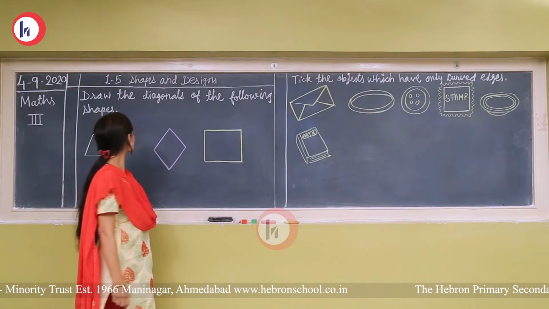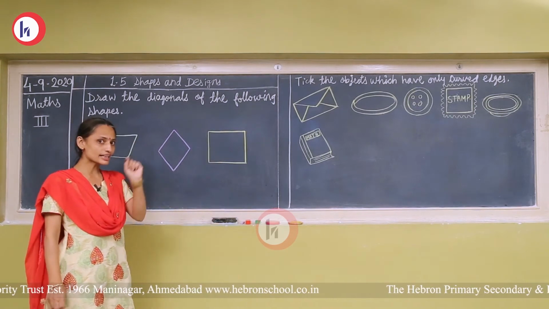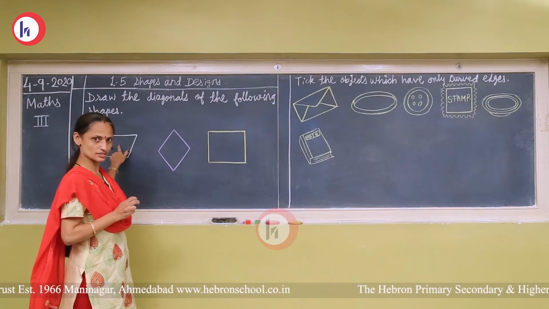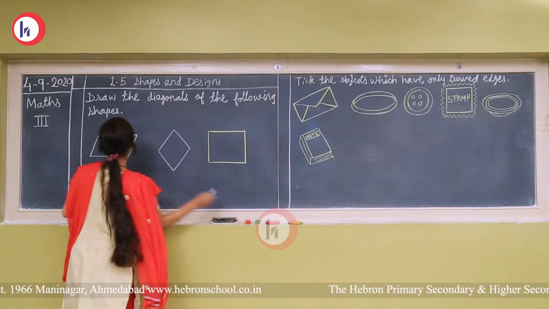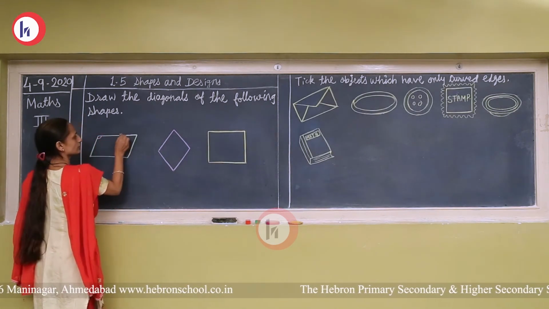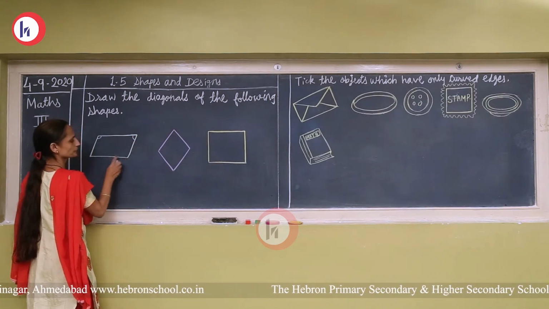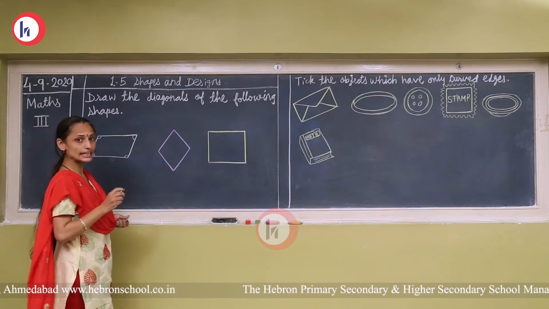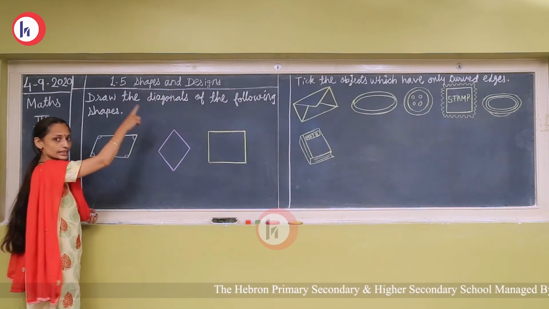Now our next question is, draw the diagonals of the following shapes. Diagonals means a dotted line which joins the opposite corners. See here in the first picture. See, opposite corner. Now you all know corner. Corner means where 2 lines meet. Here 1 corner, 1 and 2 lines, and it forms a corner. 2 corner, 3 corner, 4 corner. Now we will draw the diagonals. We have to draw a dotted line which joins the opposite corners.